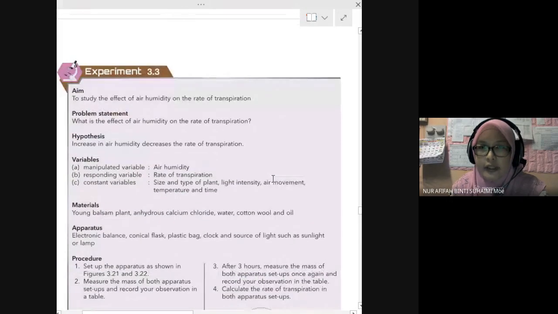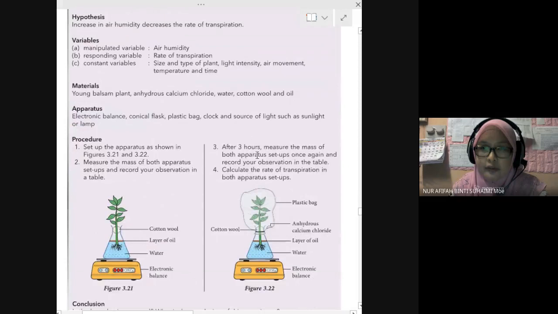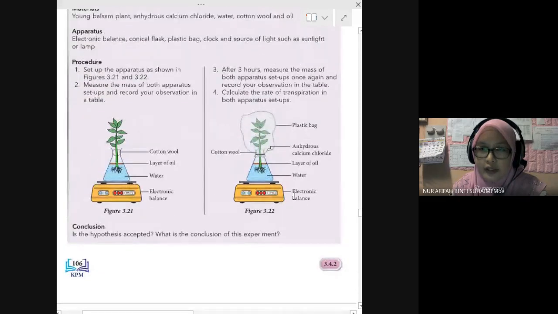The third factor, humidity. How to carry out the experiment? Two sets of plants also. This one we let it be normal, just put a layer of oil to prevent the evaporation of water to the surroundings. And then here we use a plastic bag to cover the plant, and we put some anhydrous calcium chloride.